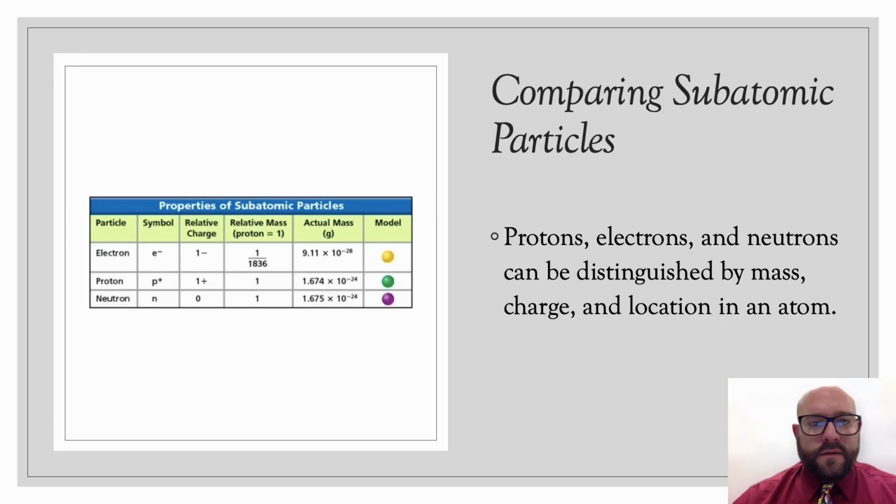Comparing subatomic particles, protons, electrons, and neutrons can be distinguished by mass, charge, and location in the atom. This figure summarizes some of the properties of protons, electrons, and neutrons. Protons and neutrons have almost the same mass, but it would take almost 2,000 electrons to equal the mass of one proton. Electrons have a charge that is equal to a proton but opposite. The neutrons have no charge at all. Protons and neutrons are located in the nucleus, but the electrons are located outside of the nucleus.